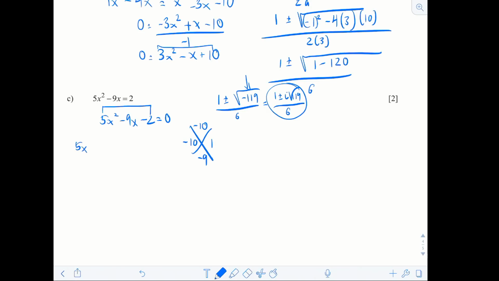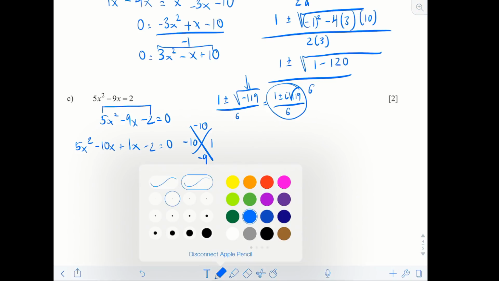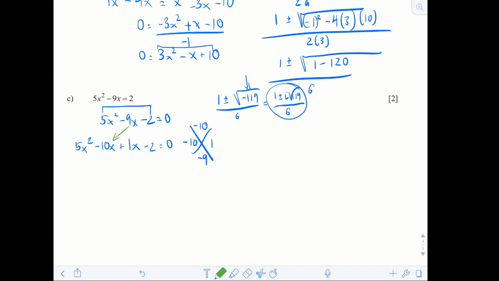So I'm going to write the following as 5x squared minus 10x plus 1x minus 2. What I'm doing here is breaking apart this -9x into -10x and 1x. Afterwards, I put parentheses around the first group and around the second group, and see if I can take some values out. So I'm going to factor out a 5x. I'm left with x minus 2.